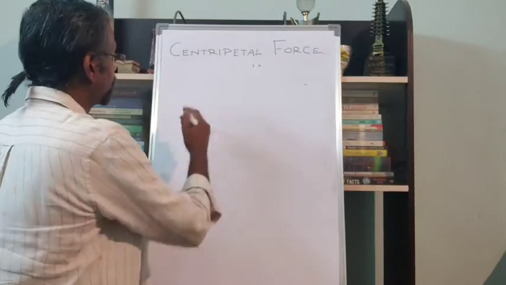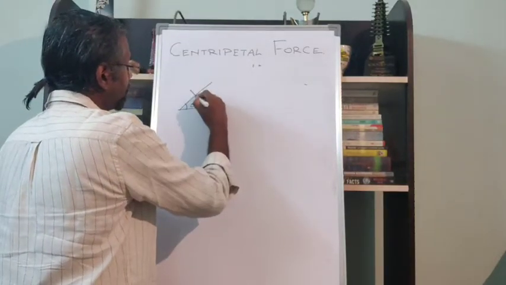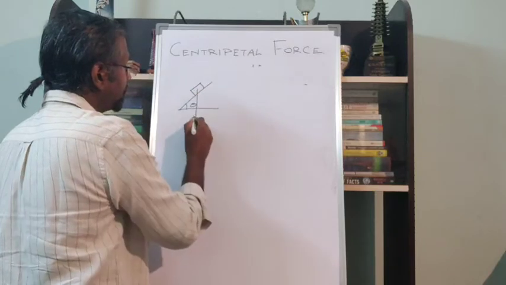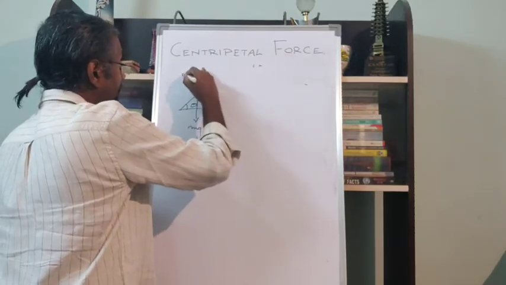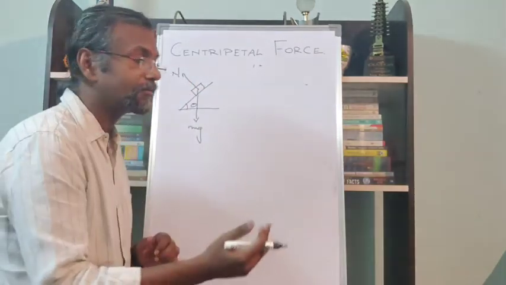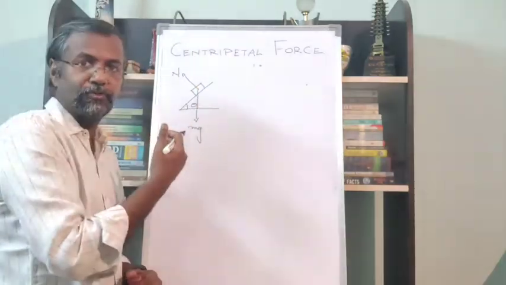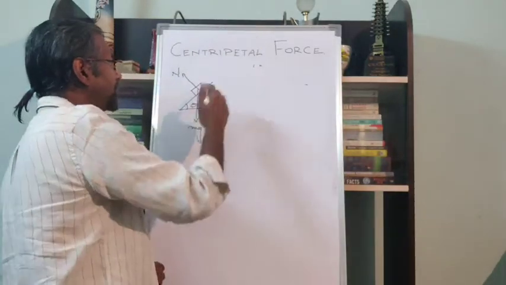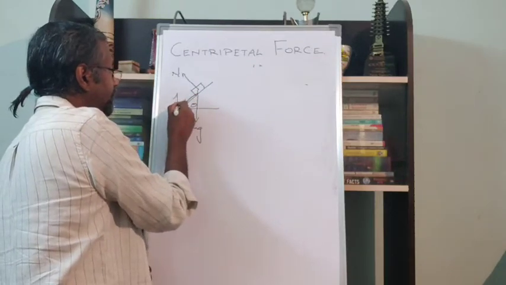So the moment you're on the banking road, this is theta, this is a car, you have mg, there's a normal force, and the speed has gone above the ideal speed, so friction comes into play. The car is trying to move upward at speed, therefore friction acts in this direction.